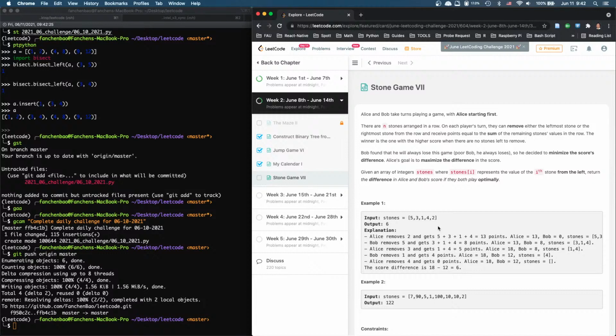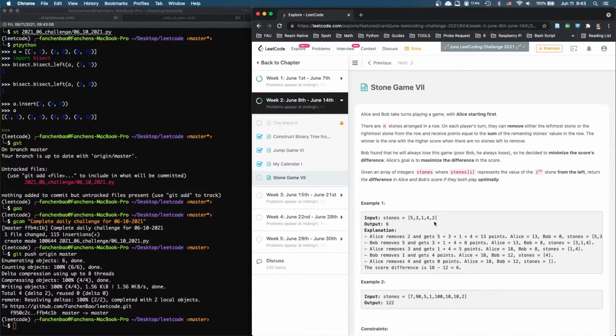Okay, Alice and Bob come back again. Alice starts first. There are n stones arranged in a row. On each player's turn, they can remove either the leftmost stone or the rightmost stone from the row and receive points equal to the sum of the remaining stones' values in the row. The winner is the one with a higher score when there are no stones left to remove. Bob found that he will always lose the game, so he decided to minimize the score's difference. Alice's goal is to maximize the difference in the score.